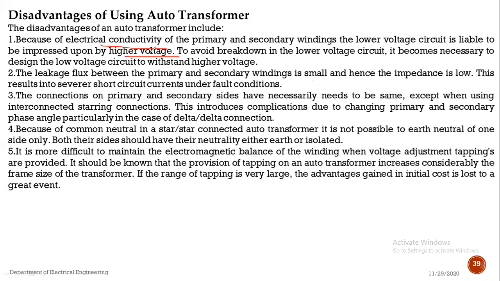To avoid the breakdown in the lower voltage circuit, it becomes necessary to design the low voltage circuit to withstand the high voltage. Okay, याच्यामुळे काय होतं, there will be a breakdown, it can happen. जर low voltage circuit आणि high voltage circuit, that means HV and LV side आपण जी म्हणतो, here the same winding is there, so sometimes a breakdown can happen. So to avoid that situation, while designing the low voltage circuit, it should be designed so that it withstands the high voltage.